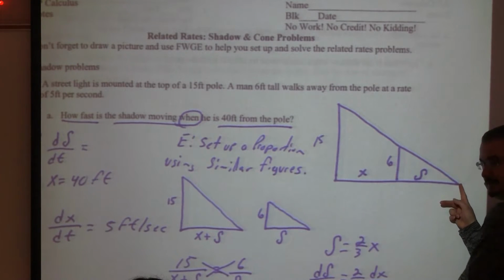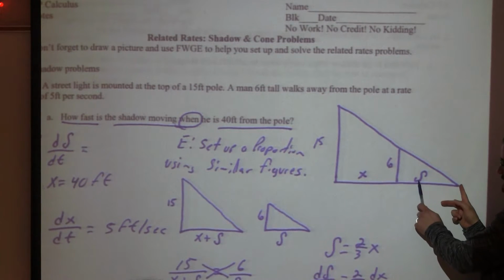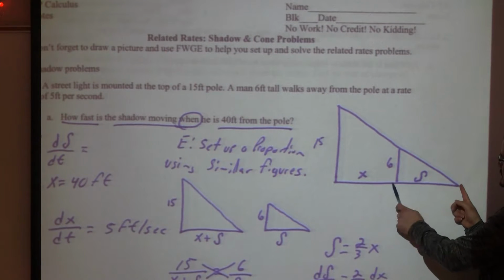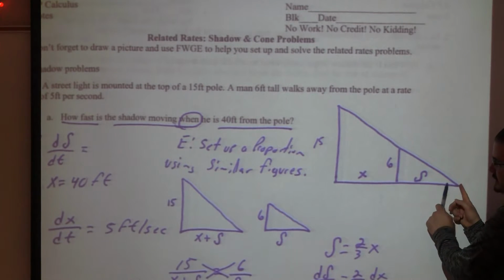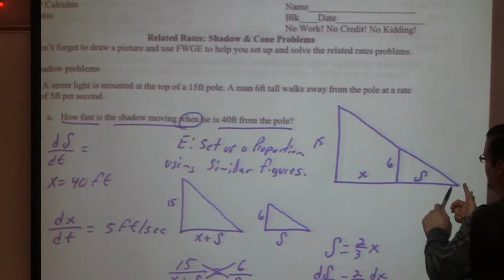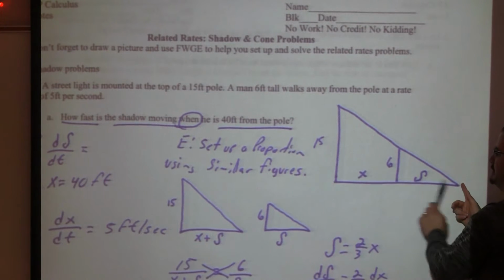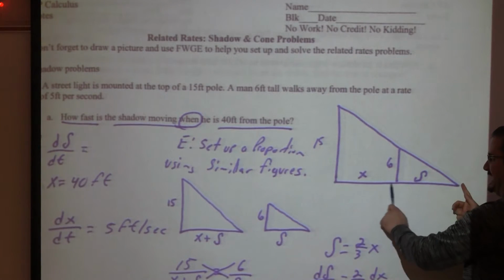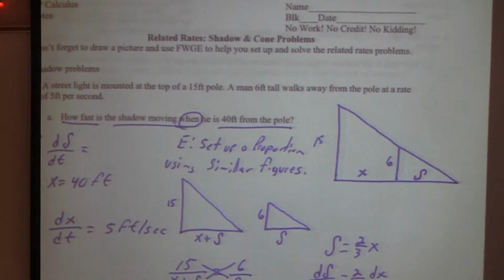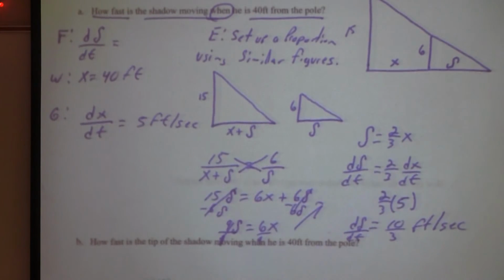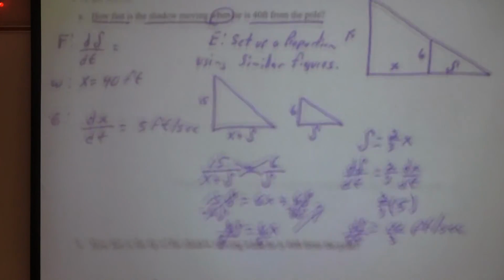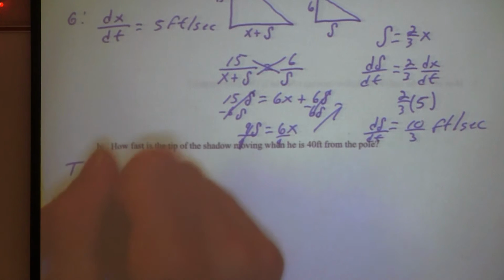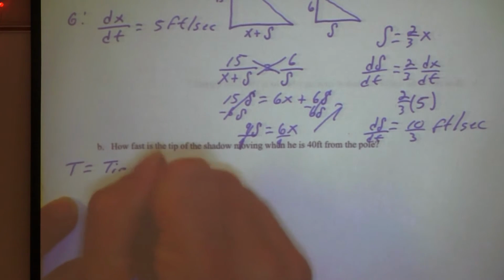I would have to add what? The S, which is this distance, plus what? The X, right? So to figure out where the tip of the shadow is in relation to the pole, I have to add X plus S, right? Okay, so you want to define your variable so that whoever is grading it understands what you're talking about. So I'm going to say that T is equal to the tip of the shadow.